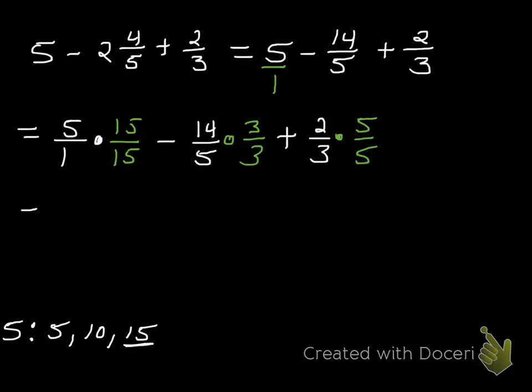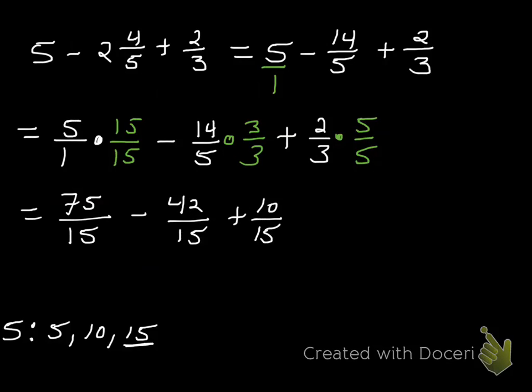Okay. And then we'll multiply straight across. So 5 times 15 is 75. 1 times 15 is 15. Then we're going to have the minus sign there. 14 times 3 is going to be 42, divided by 15, plus 10 over 15.